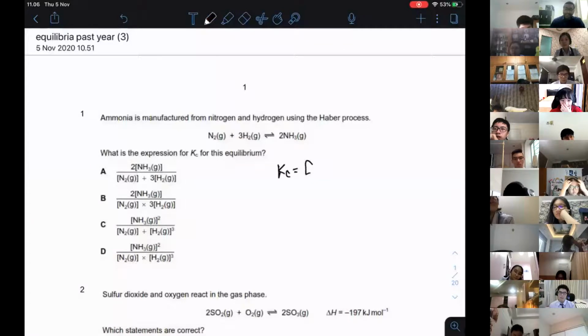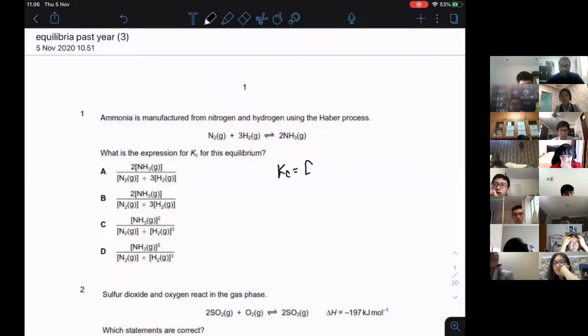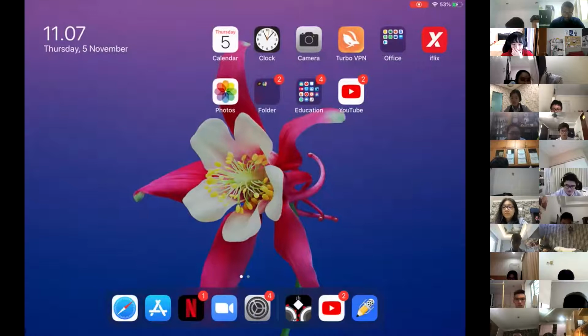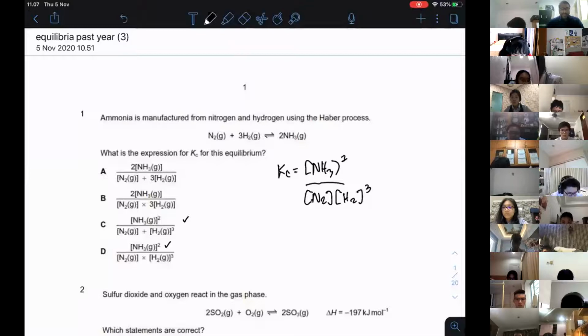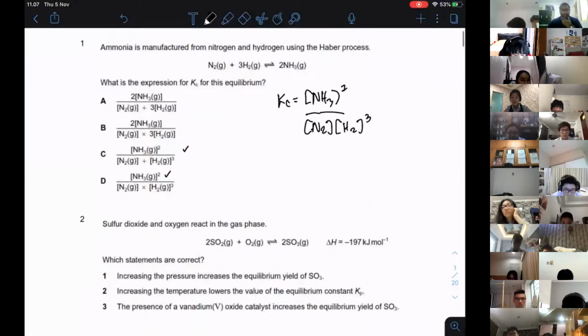Okay, it's not showing on the screen. Let's wait for a while. Let me share the screen again. So it's a bit slow, but it's okay.